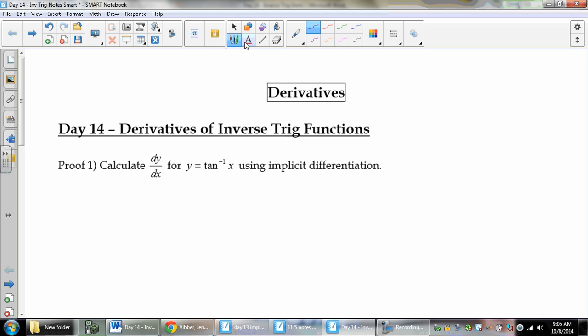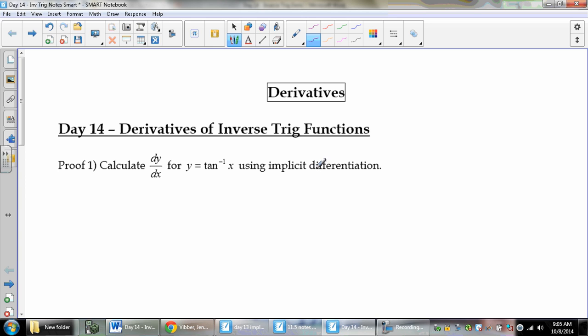All right, so today we're going to talk about the derivatives of inverse trig functions. And what we're going to do is talk about how to get the derivative of a function that's written in this inverse notation. In order to do it, we end up using implicit differentiation.